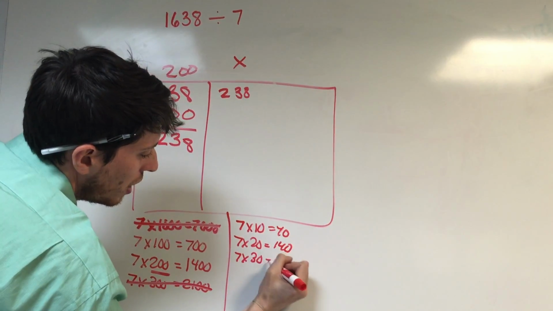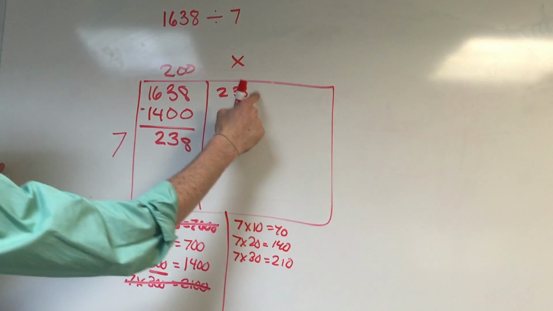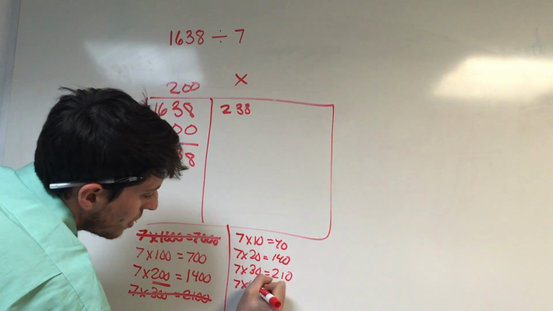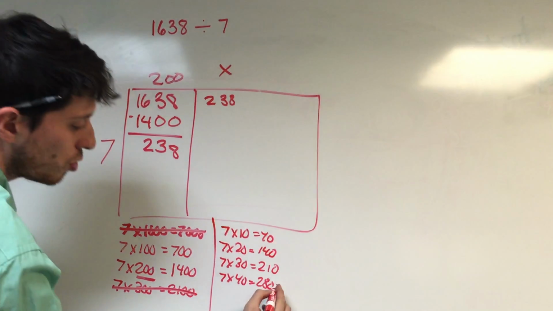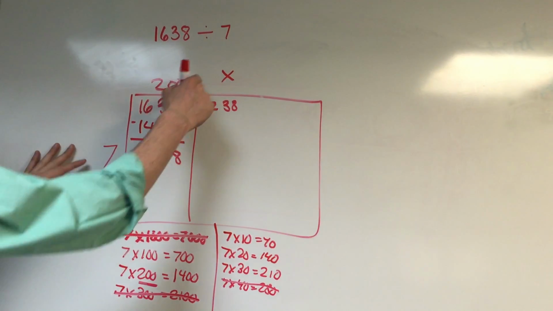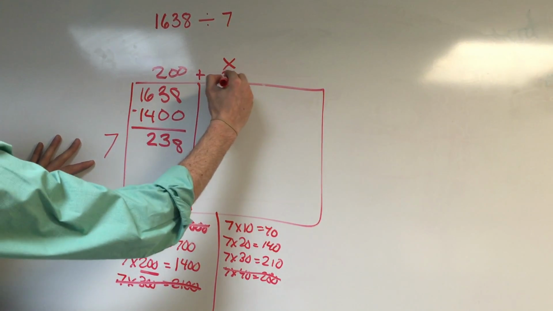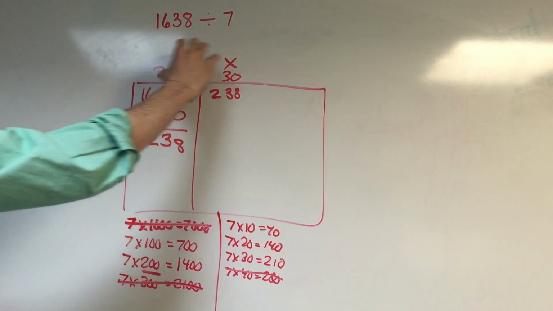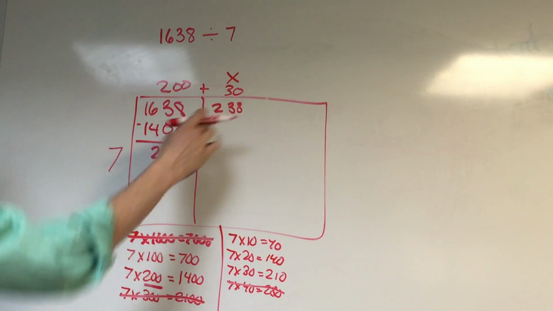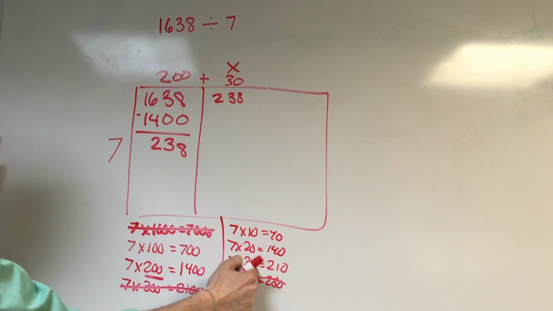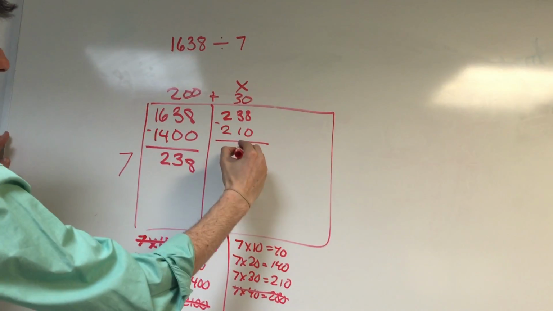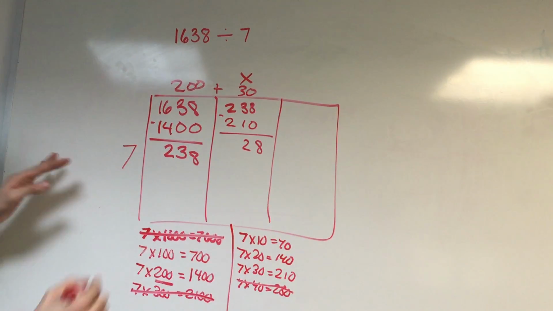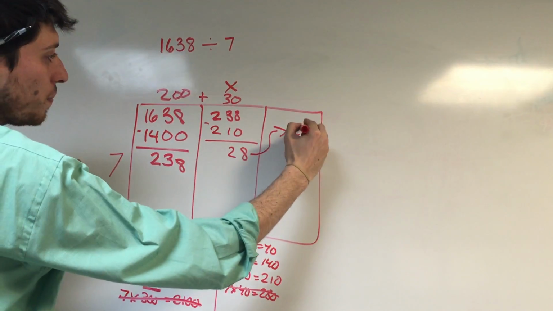7 times 30 equals 210. I'm not over my area yet. 7 times 40 equals 280. This time I'm over, so I'm going to cross it out. So I know that my next number is going to be 30 up at the top. Remember, I'm trying to figure out my total length. So now I have 30 times 7, which was 210. I subtract. Now I'm down to 28. I move my 28 over.